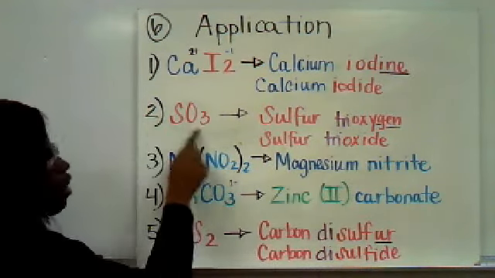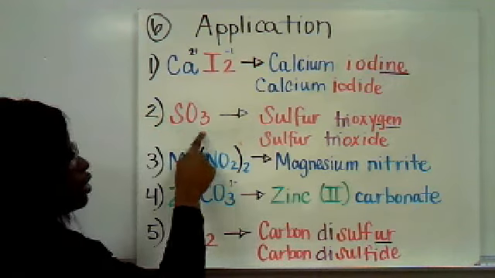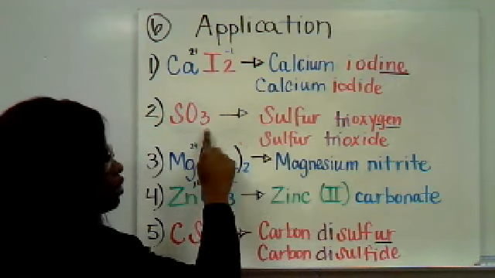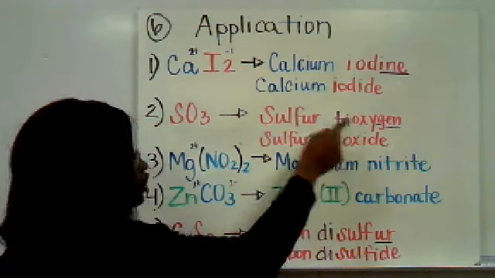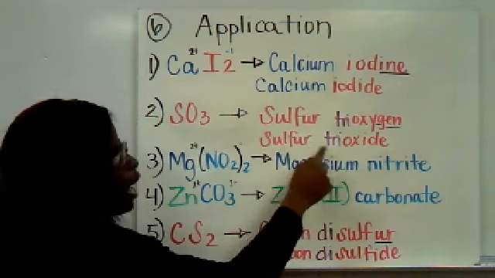Problem 2, you have all nonmetals, so you need prefixes here. So you end up with sulfur. Then you have 3 oxygens, so sulfur trioxygen, which is going to become sulfur trioxide.